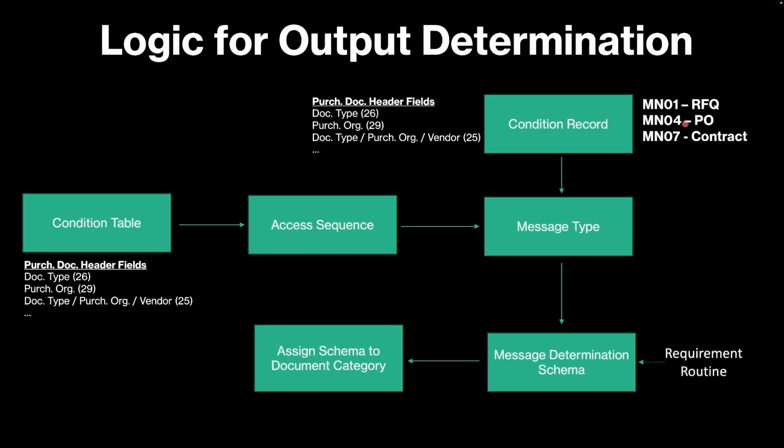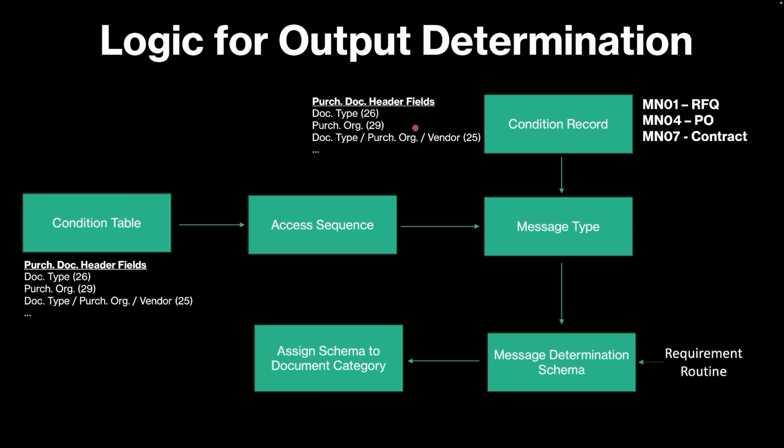And you can see here, these are the T codes for maintaining the condition records for each of these documents. For RFQ, you have MN01. For PO, you have MN04. And for contract, you have MN07. So for these T codes, you will enter your applicable message type.